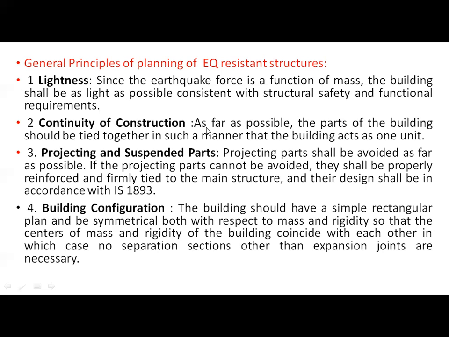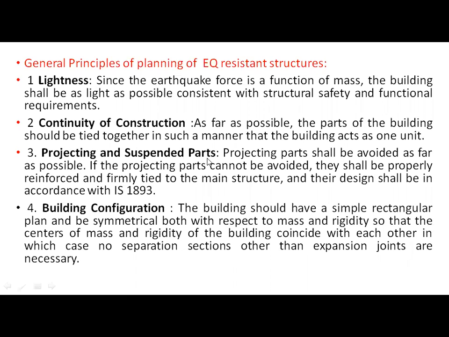Second one is the continuity of construction. In the continuity of construction, as far as possible, the parts of the building should be tied together in such a manner that the building acts as one unit. Continuity in construction means from top to bottom, whatever the elements are, they should act as monolithic, meaning they act as one unit, each and every component tied with each other.